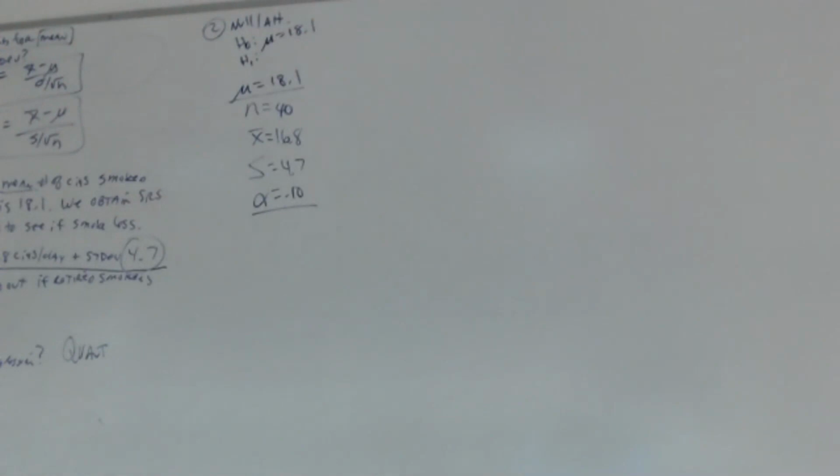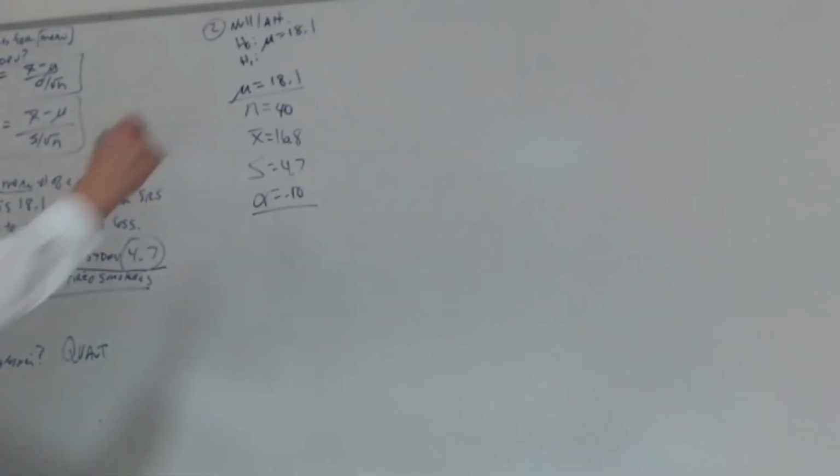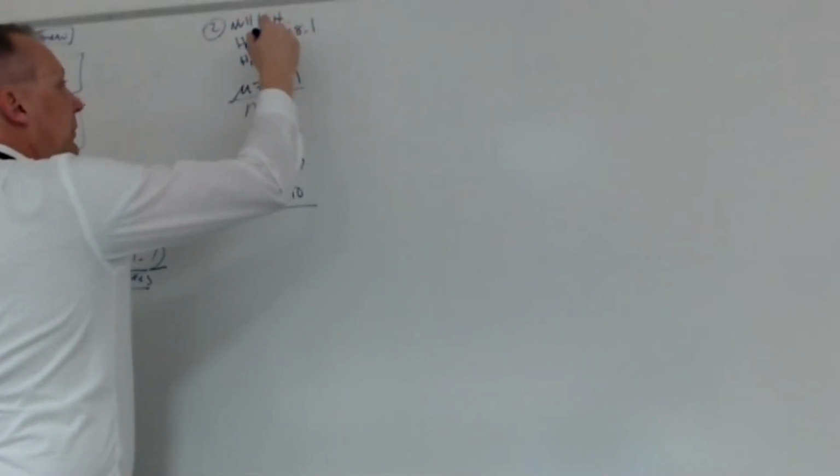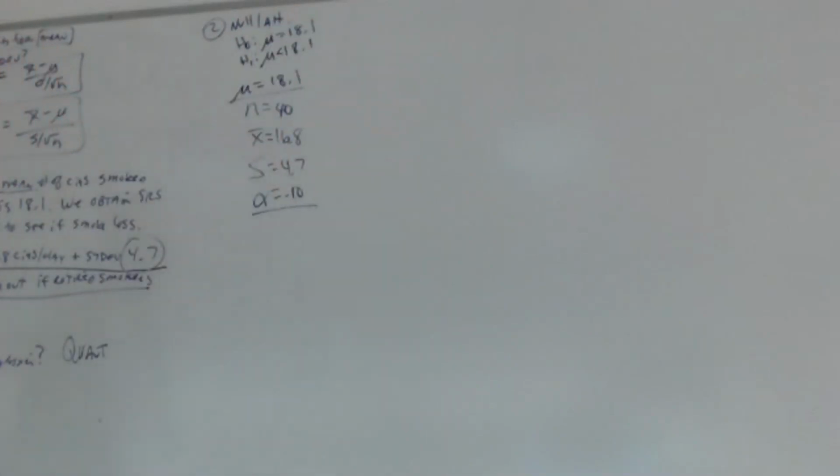Romero. What do you think the alternative is? What are we trying to look for? What are we trying to find out? We're trying to find out if retired smokers smoke less. Mu is less than 18.1. Okay? All right. Now what?